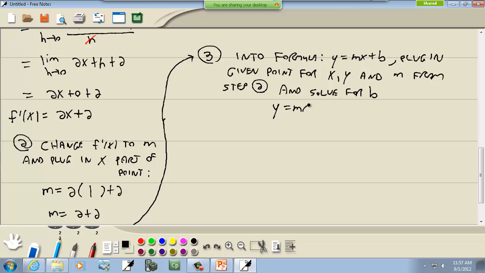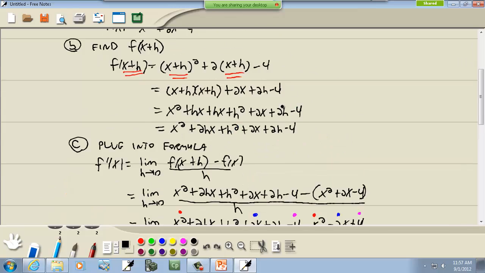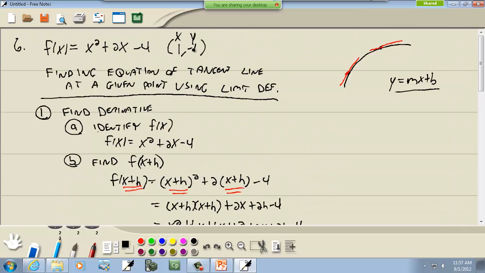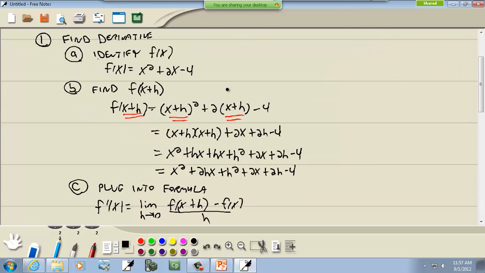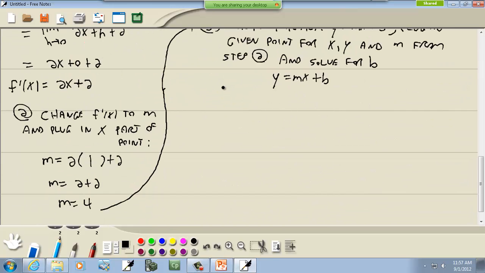We got y is equal to mx plus b. Now if I scroll up, this is our x and this is our y, specific point. So we're going to plug -1 in for y. And for m, from step 2, we said that was 4. And then we'll plug 1 in for x, and then plus b. And then we want to solve for b. Well, 4 times 1 is 4 plus b. Take the 4 to the left side. We get -1 minus 4 equals b. And we get b is equal to -5.